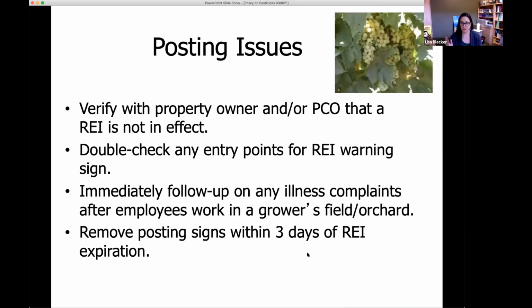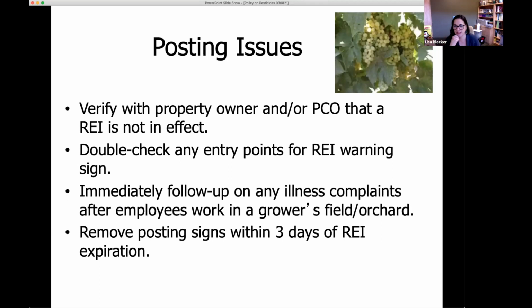So for your own protection, when you're entering a cooperator's field, either to make a pesticide application or maybe you're just going to do a farm call, I would verify with that farm owner or your cooperator when it was last sprayed. You want to know what the restricted entry interval is and if it has passed. You don't want to be entering a field to do a farm call if there's an REI still in effect, because that's not safe for you.